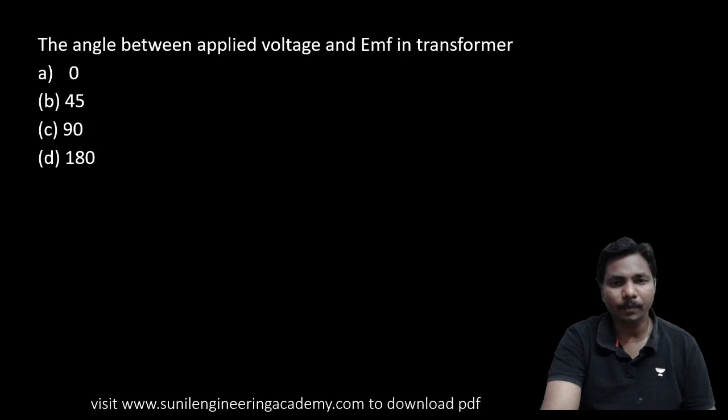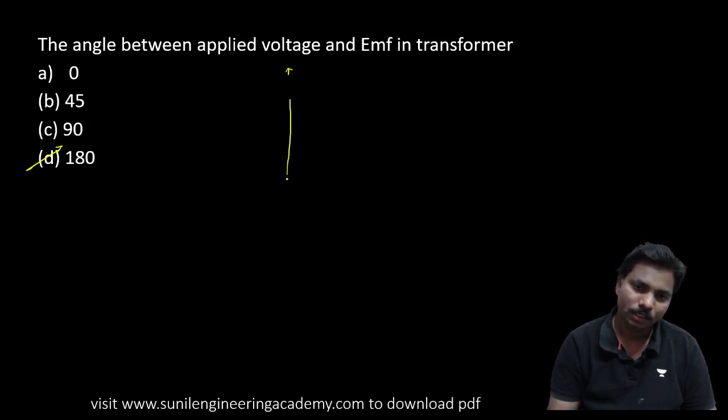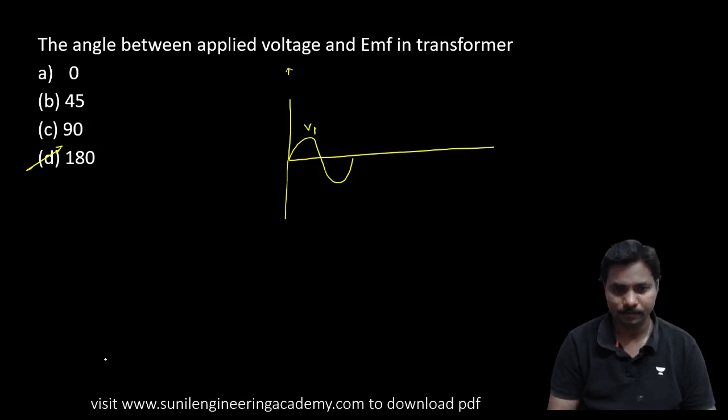The angle between applied voltage and EMF in a transformer is always 180 degrees. So let us take this one. All of you listen carefully, it is a very important one. First of all, you have given the supply. So this is considered as supply waveform V1.